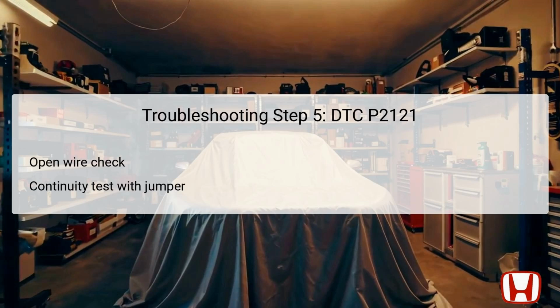The fifth troubleshooting phase is conducted to check for open wires in the APP sensor circuit. The technician begins by connecting the specified terminals with a jumper wire while ensuring the vehicle is powered off.